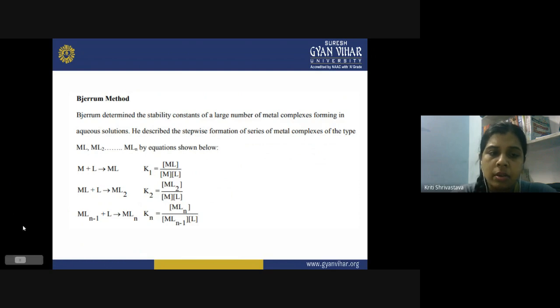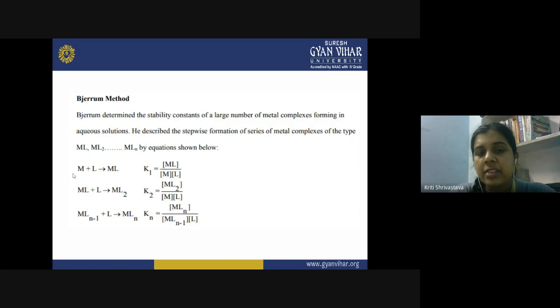So let us see what is the first step. We have M plus L giving ML. When the first ligand approaches the metal ion, the complex formation gets started here. So we have the stability constant value K1 equal to [ML] upon [M][L], the product concentration divided by the reactant concentrations.